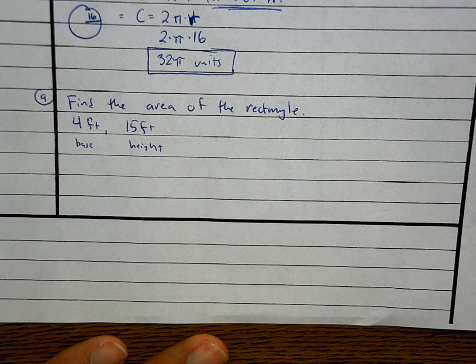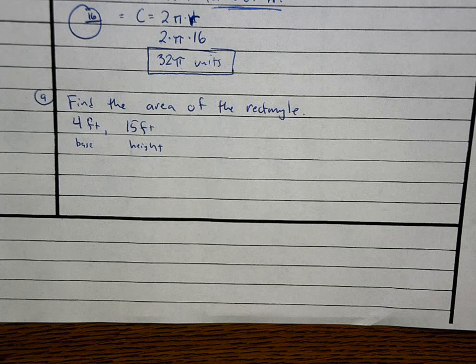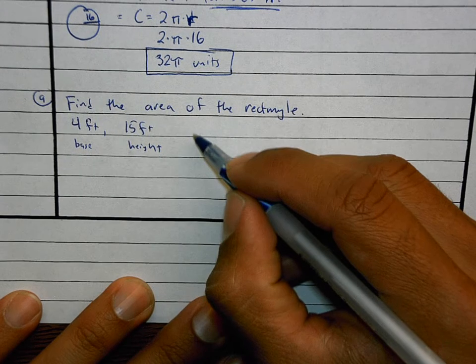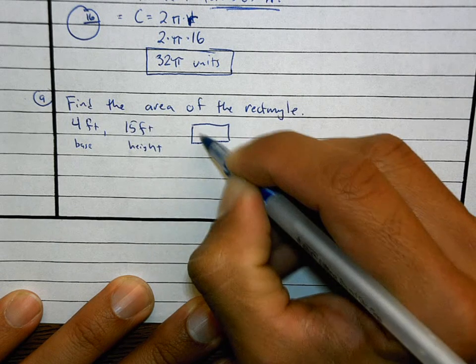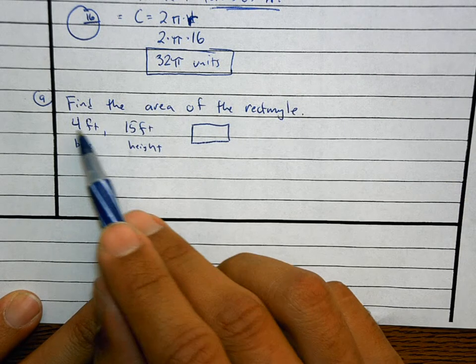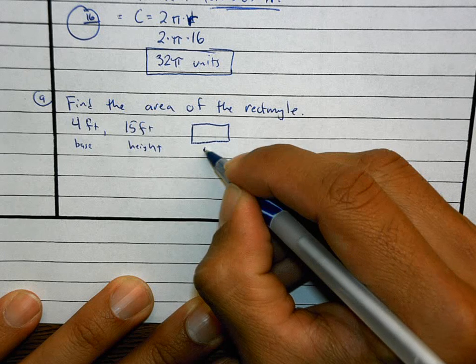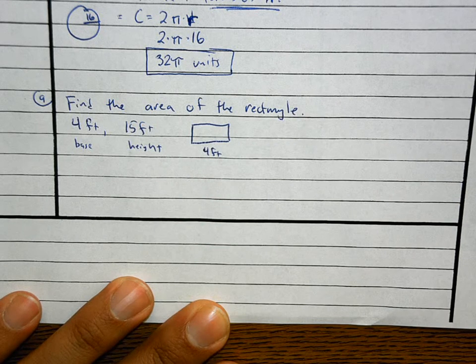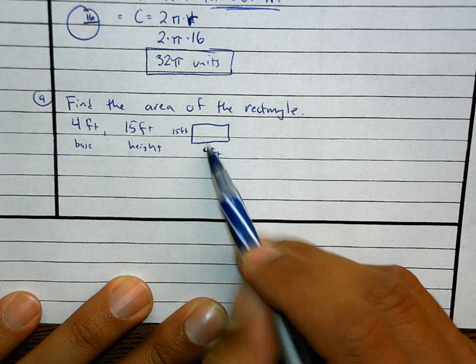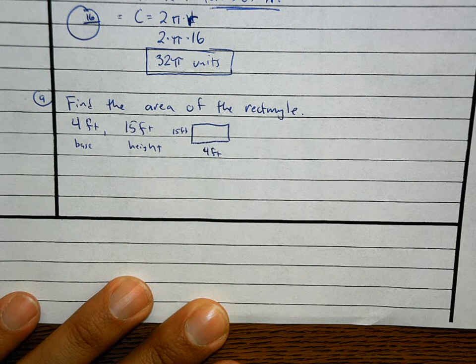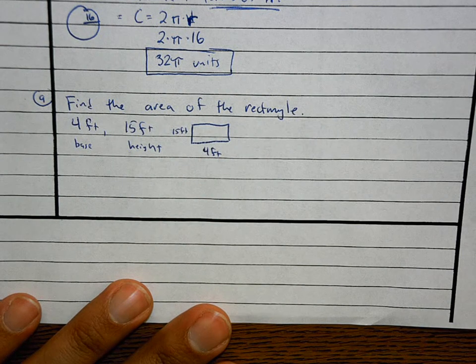The easiest way for you to find this, I don't even know if you need to draw a picture or not, but I'll draw a picture anyways, just for clarity's sake. We know that the bottom, the base, is 4 feet. We know that the height is 15 feet. Well, Ms. Bramo, doesn't match. Well, this is not to scale, okay? This doesn't match, it's fine.